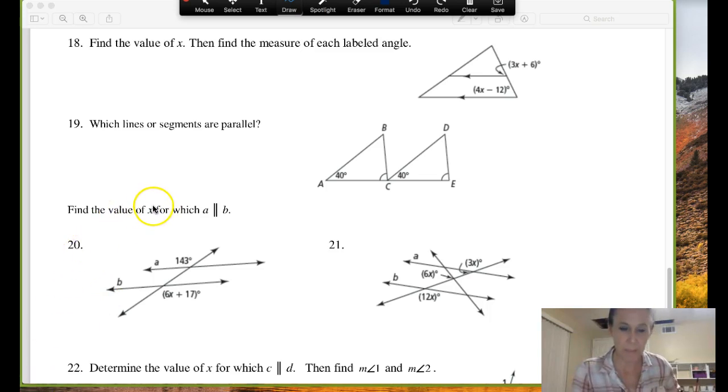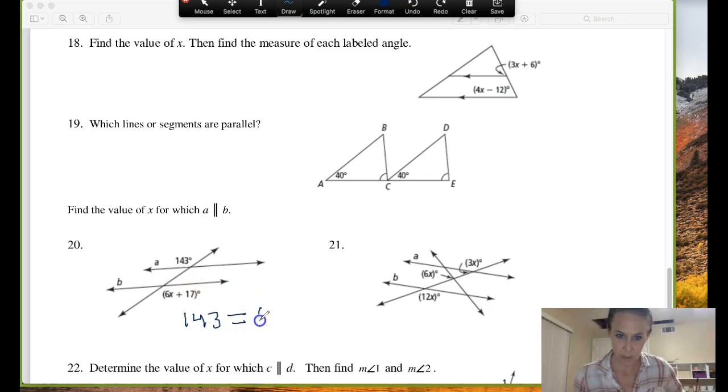Find the value of x that will make A parallel to B. So if I want A to be parallel to B, what do I have here? These are alternating exterior angles. Now, if two lines are parallel, alternating exteriors are congruent. So if these two are congruent, then these two will be parallel. Same theorem all the way through this test, guys. So I need 143 to be equal to 6x plus 17. I need that to be true for these two to be parallel.